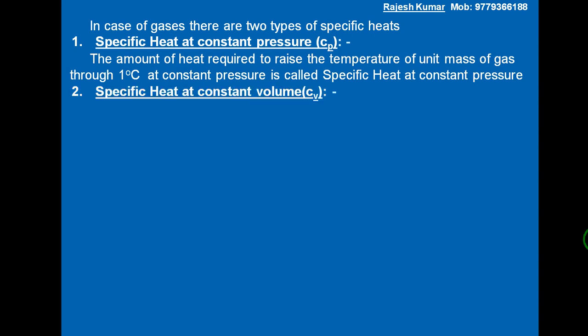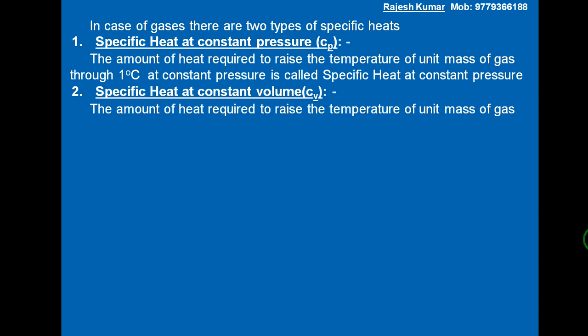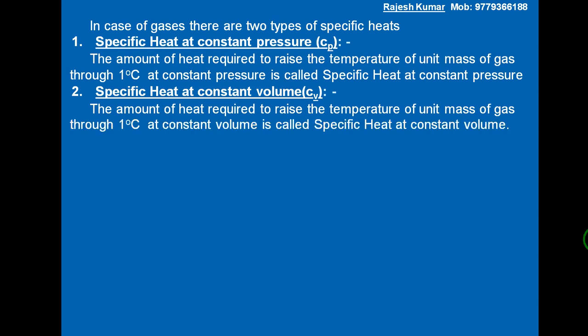Number 2, specific heat at constant volume. The amount of heat required to raise the temperature of unit mass of gas through 1 degree C at constant volume is called specific heat at constant volume. Note: Cp is always greater than Cv.